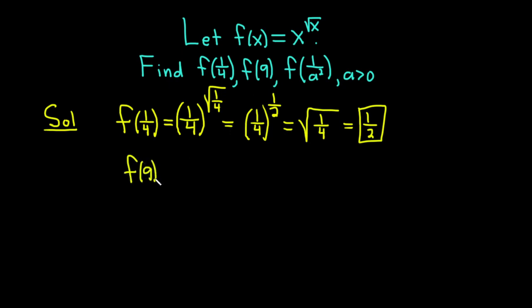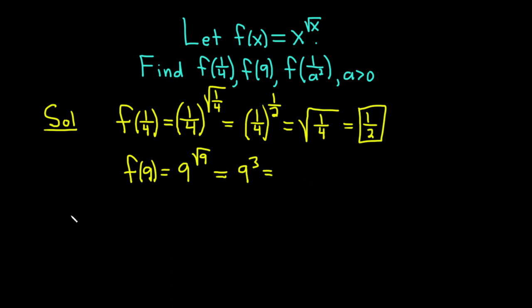F of 9. So again, we look at our formula for f of x, which is x to the square root of x, and we replace all of the x's with 9's. So this is 9 to the square root of 9. Well, the square root of 9 is 3, so we get 9 cubed.